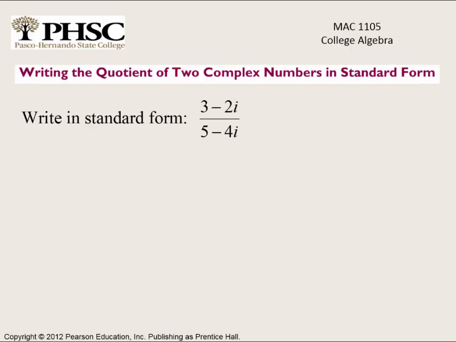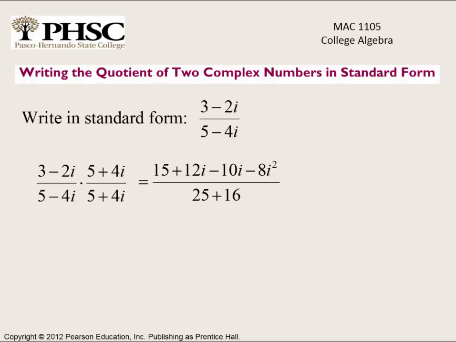So here we have another complex number: 3 minus 2i divided by 5 minus 4i. We're going to write this in standard form. The first thing I do is multiply by the complex conjugate of the denominator, which is 5 plus 4i. So I go ahead and FOIL that out. Again, the denominator is going to be a real number. My numerator ends up being 15 plus 8. So I end up with 23 plus 2i over 41. And then in standard form that becomes 23 over 41 plus 2 over 41 i.